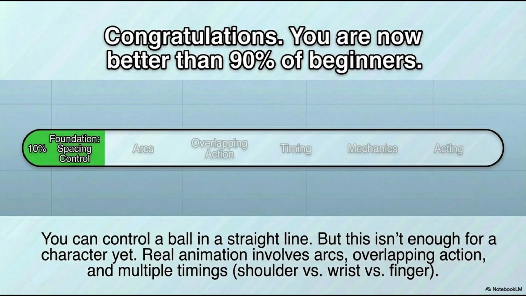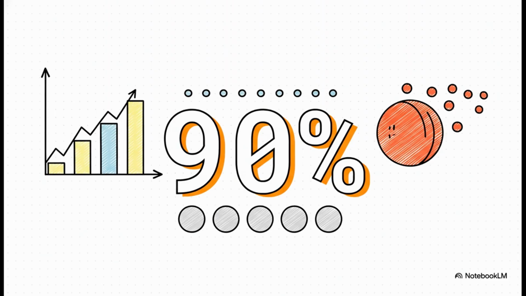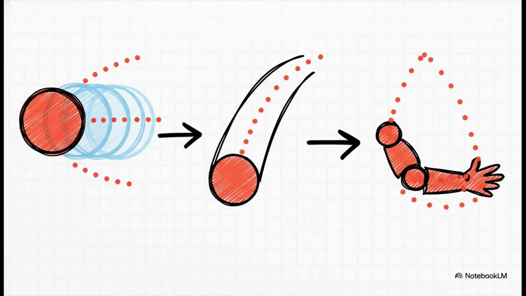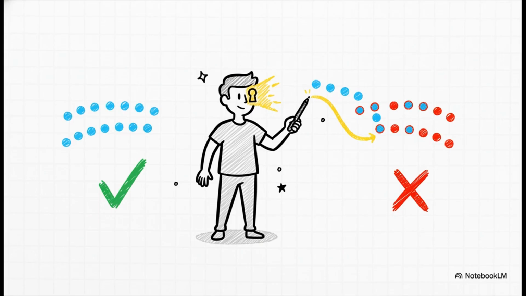But here's the truth. Your spacing still won't be good enough for character animation. It won't even be good enough for animating a pendulum properly. Because a ball moving in a straight line is the easiest possible spacing exercise. Real animation involves arcs, overlapping action, time changes, multiple objects. When you animate a character's arm, you need to control spacing for shoulder, elbow, wrist, fingers, all moving in arcs with all different timing. That requires a whole different level of understanding.